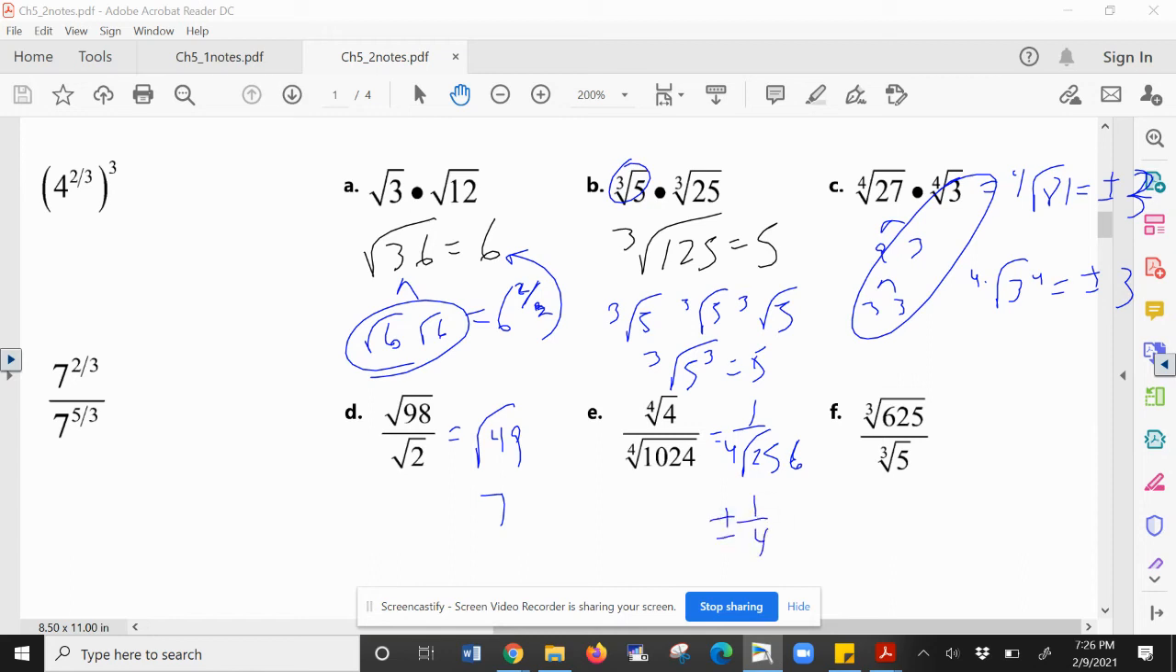I'll do plus and minus since it's an even root. 4 to the 4th power is 256, since 16 squared is 256. And this one here, 625 divided by 5 is 125. The third root of 125 is 5. So I've given you a couple different ways of doing those problems.